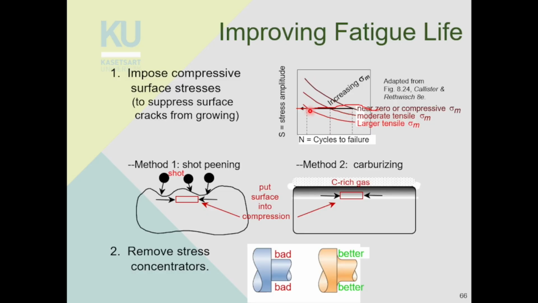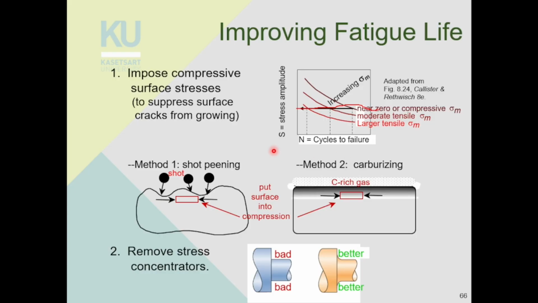So you can see that the number of cycles to failure will increase from this much to this much for the second line and to this much for the third line. So in other words, fatigue life will increase as you increase the negative stress on the surface. And you can do that.